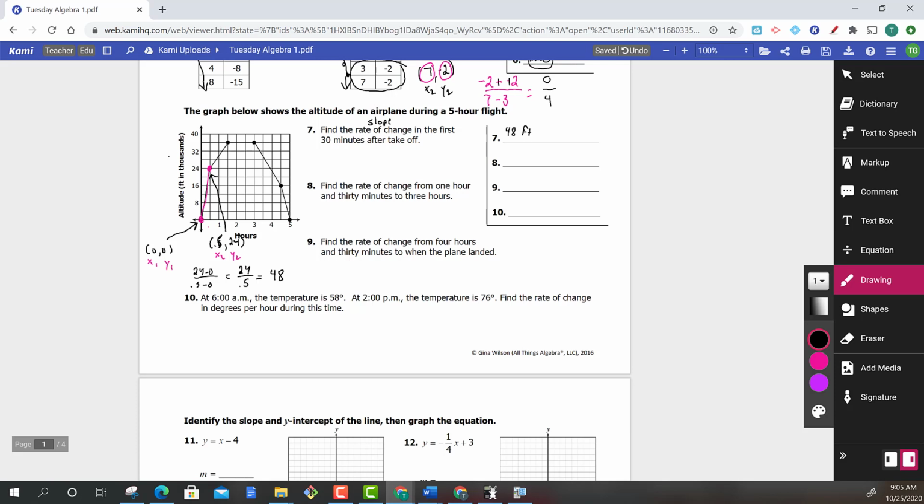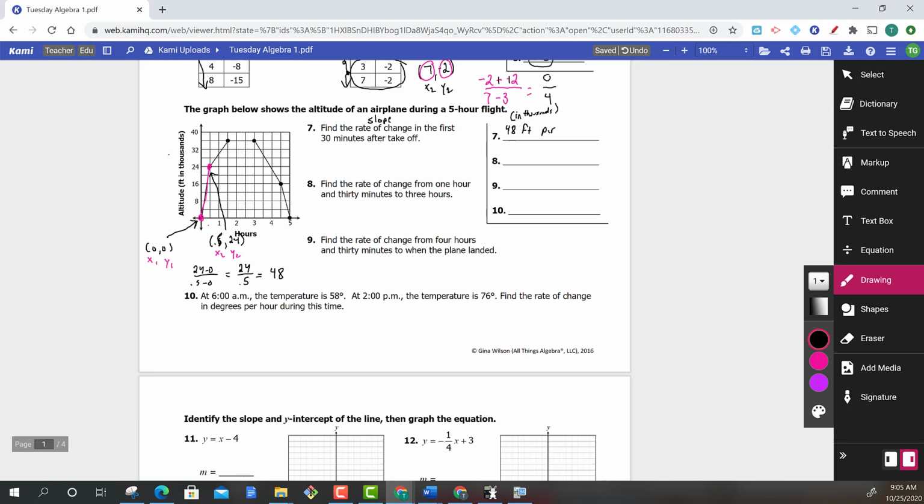feet. And that's in thousands. So it's really 48,000 feet per one hour. Because the slope is 48 over 1. So that's altitude over hours.